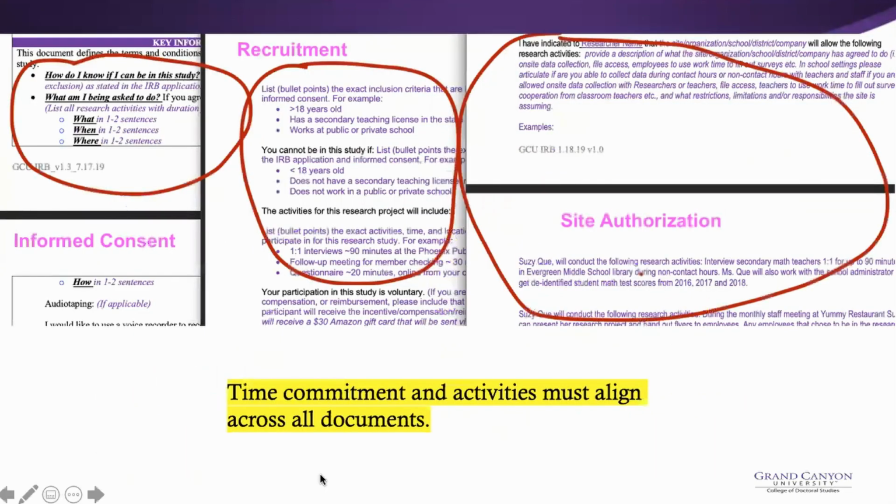And again, just like the criteria, the time commitment and the activities that the participant is going to do must align across all of the documents. Again, in this little screenshot here, under key information, part of the key information is, what am I being asked to do, what, when, and where? And in 1 to 2 sentences, it has to be very clear what the participant is going to have to do. That's also on the recruitment document.